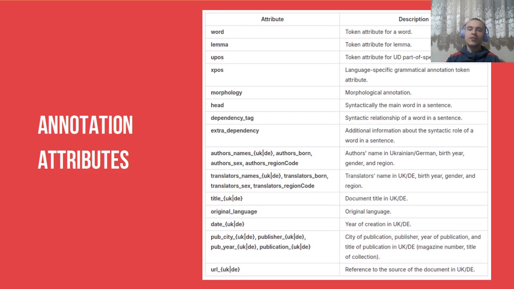The corpus contains metadata such as part-of-speech tags, grammatical annotations, and syntactic rules. It also contains author and translator details, document titles, original languages, publication details, and source URLs, providing a comprehensive dataset for research, whether you are engaged in strictly translation studies or textual analysis of different translations.